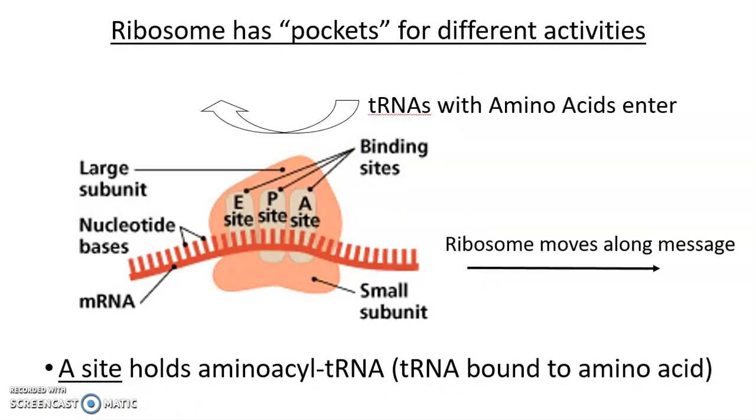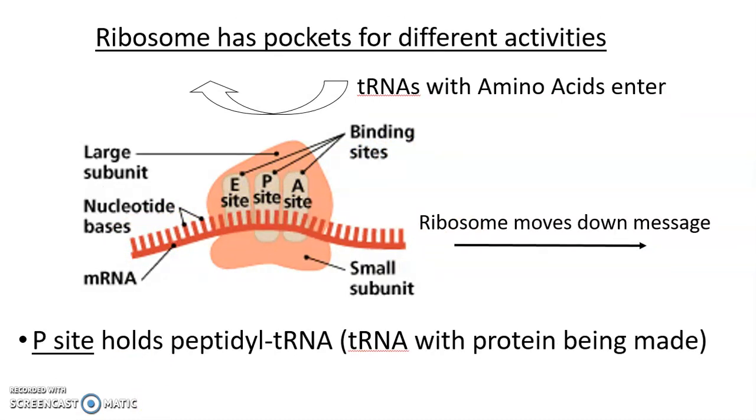But if we look at these different pockets and start to take a look at what activities are associated with them, going from this side, and you'll see why, your tRNAs are going to enter your ribosome through this side over here, coming in carrying the amino acid. So there is our A. The A site holds the aminoacyl tRNA, which has the tRNA bound to that amino acid. And so your tRNAs are going in this direction when your ribosome is going in this direction.